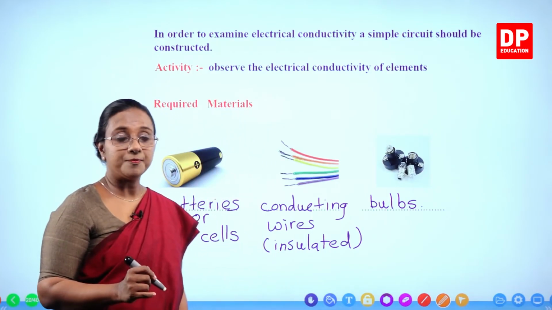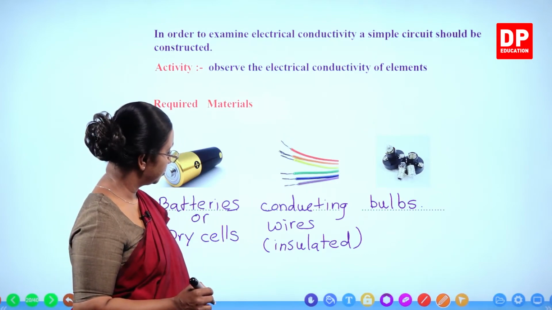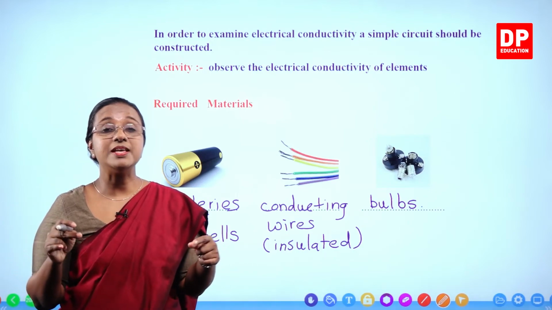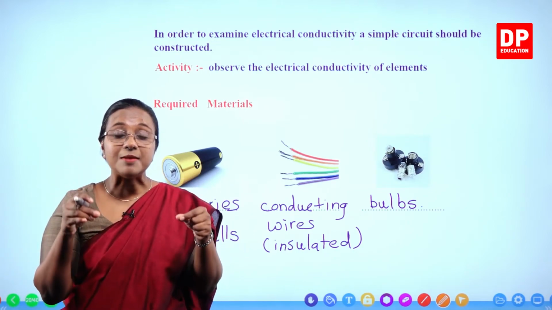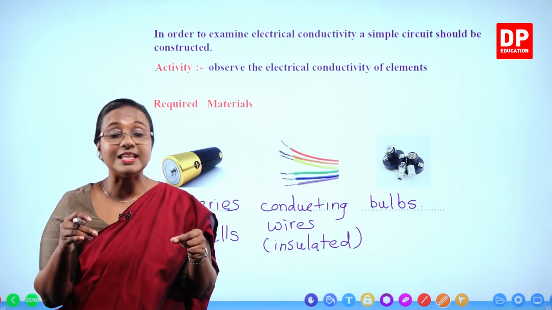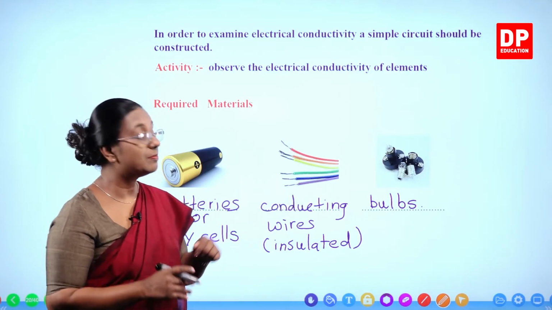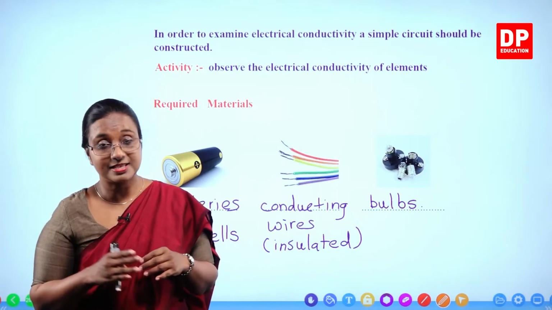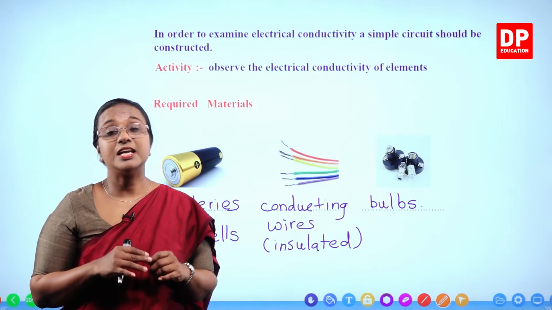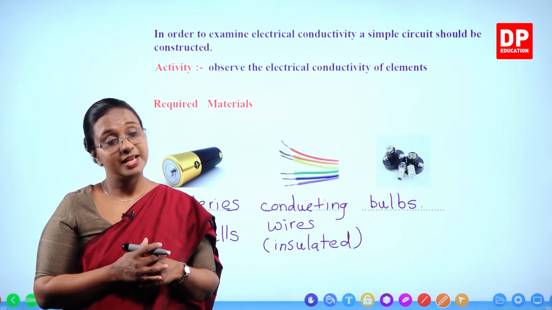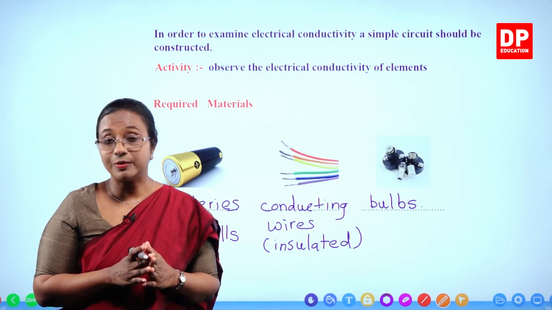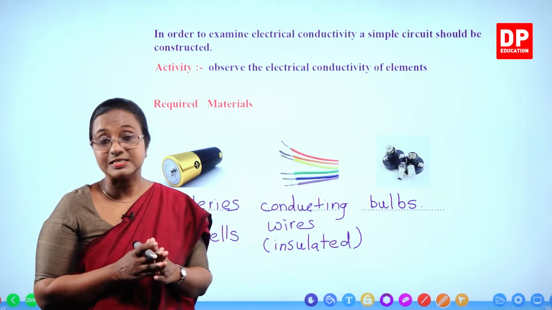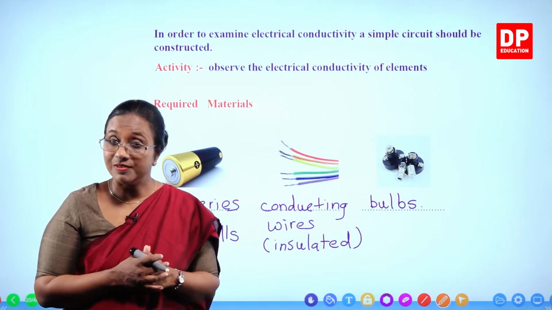So what do we do there? We connect the wires to the battery, then the bulb is connected to that, but we leave a space between two wires so that we can place the material in between that space and observe whether the bulb lights or not. If the bulb lights, that particular material conducts electricity. If the bulb does not light, that material does not conduct electricity. So that is how we are going to do the activity. I will move on to the next slide and there we will discuss the method again. After that, we will do the activity.